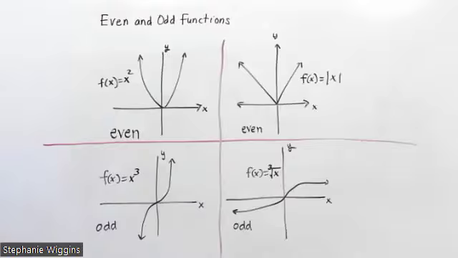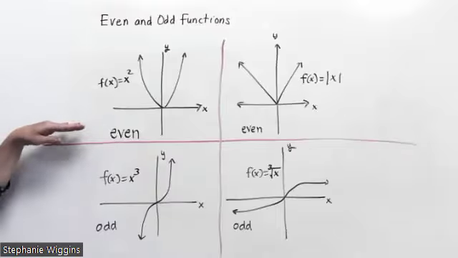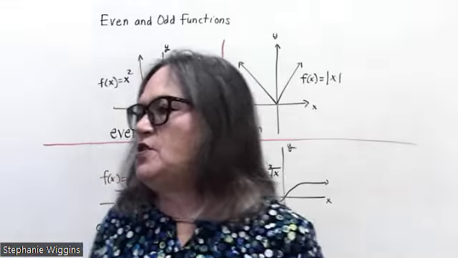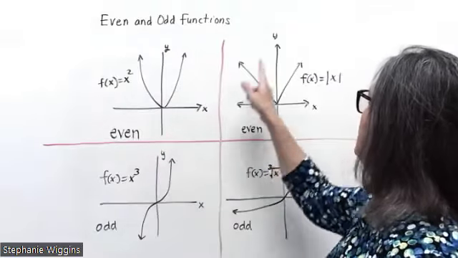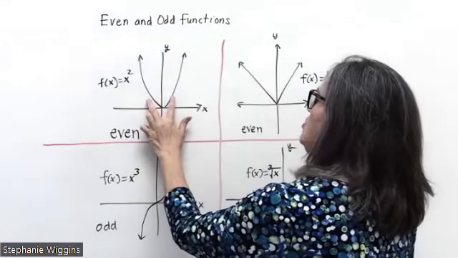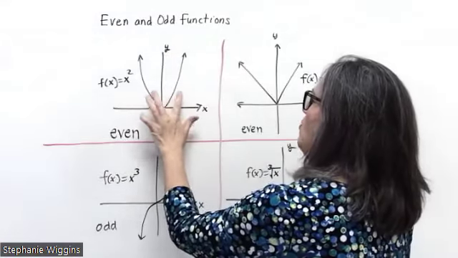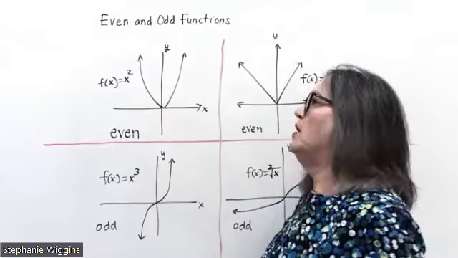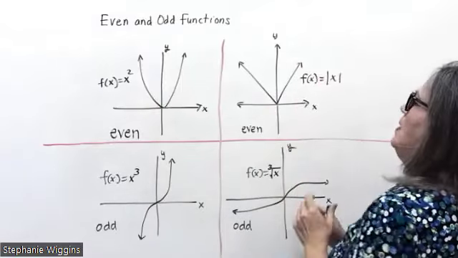Even and odd functions. All right, I have 4 examples to kind of explain this concept. An even function is symmetric with respect to the y-axis. Okay, so in other words, these 2 sides, the left and the right, are mirror images of each other, if you imagine the y-axis being a mirror, and same here.